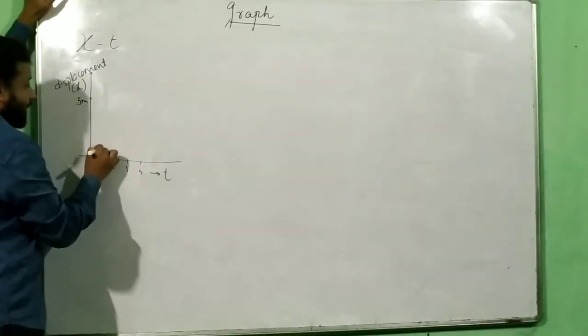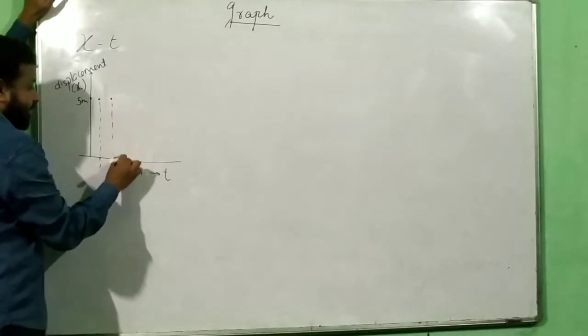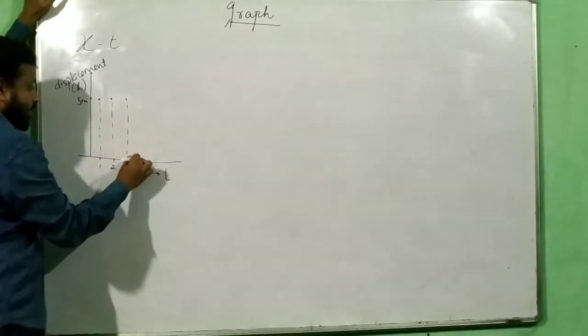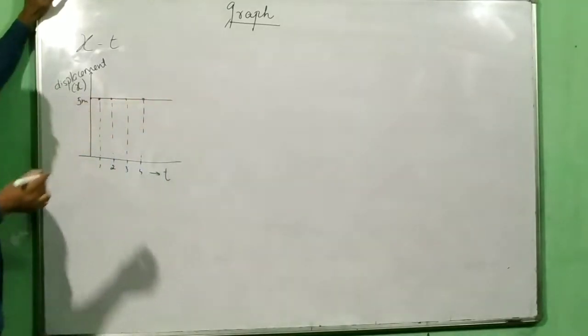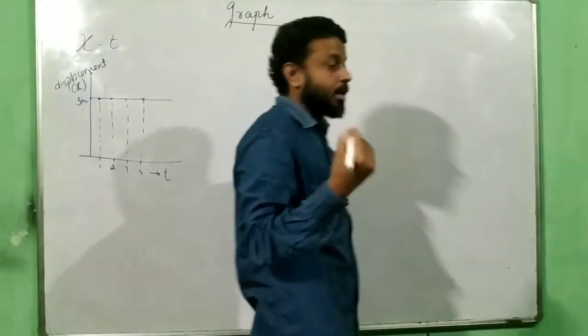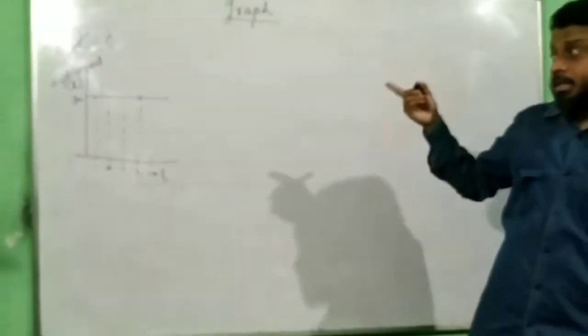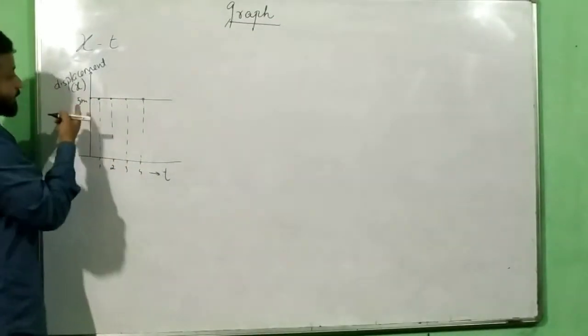That means at 1 second also the body is at 5 meters, at 2 seconds also the body is at 5 meters, at 3 seconds also the body is at 5 meters, at 4 seconds also the body is at 5 meters. That means the body has never moved from the 5 meter position. So this kind of displacement time graph is for a stationary object which is stationary at 5 meters.